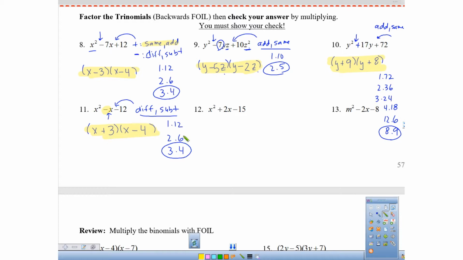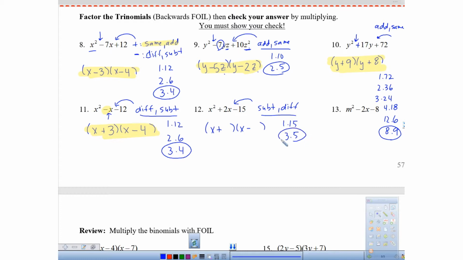Okay, look at question 12. Look in front of the 15. That sign's a negative. So that tells you that you're subtracting and that the signs are different. So the x to the second is going to go to an x and an x. Signs are different. Fill them in. Pairs of numbers that give you 15, 1 and 15, and 3 and 5. And I'm trying to subtract to get a 2. So it's 3 and 5. The biggest goes to that sign. So the 5 is the positive, the 3 is a negative, and that's it.